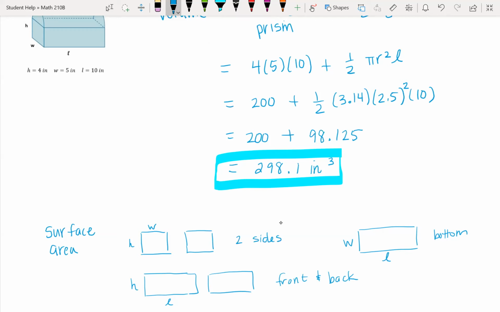So H times W is 20, right? This is 20, this is 20. H times L is 40, this is 40, this is also 40. And then W times L is 50. So those are all the sides of the rectangular prism.